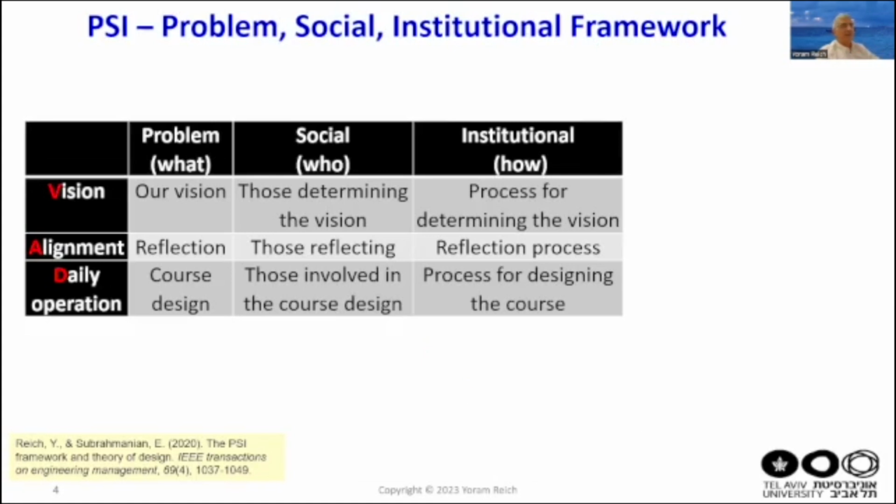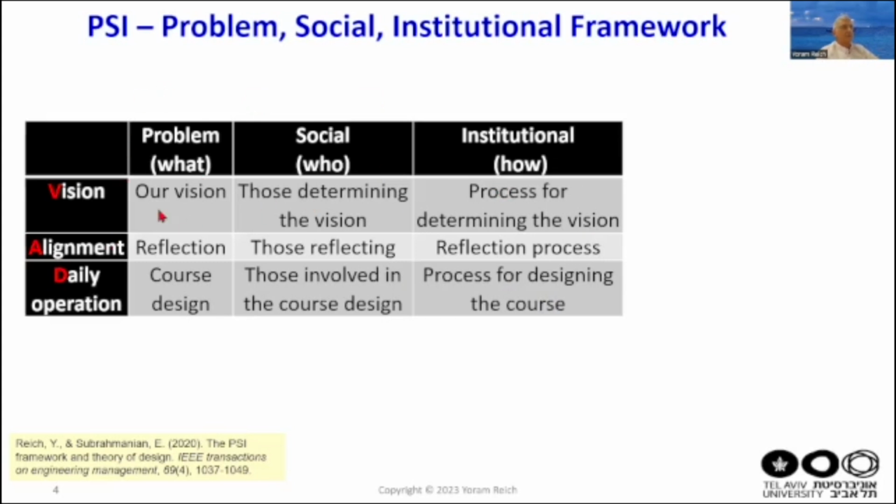The second one is the PSI framework. I'll very briefly go through it, but if you want more information, then there is a paper written here, and I can provide more if you want. This is a framework for describing different design contexts that centers around three core questions. What are we doing? This is the challenge that we are trying to address, for example, designing a design course or a design program.